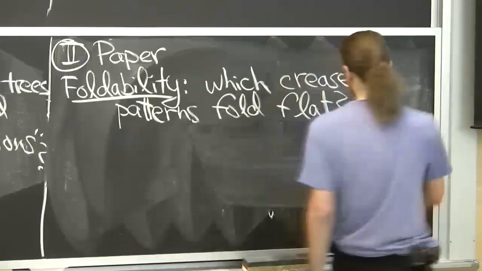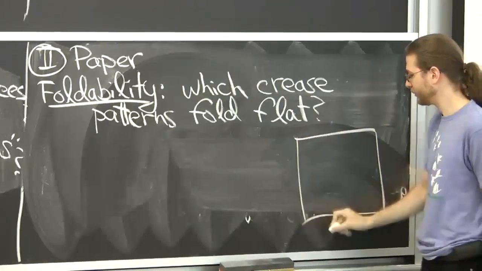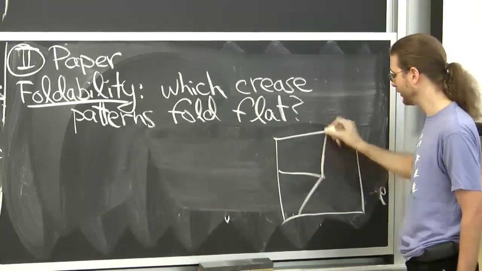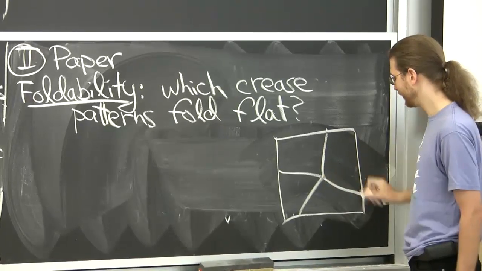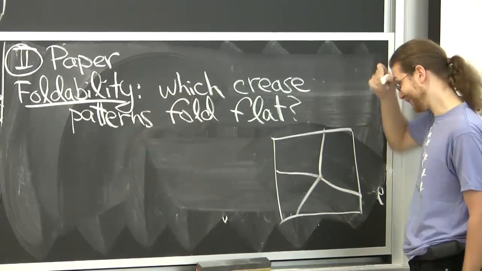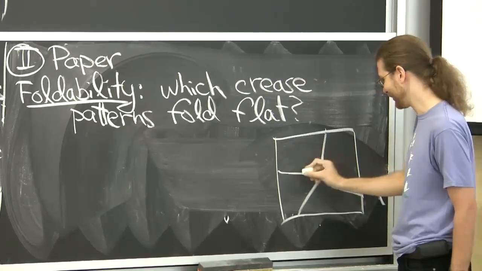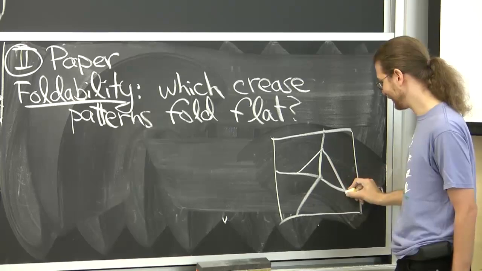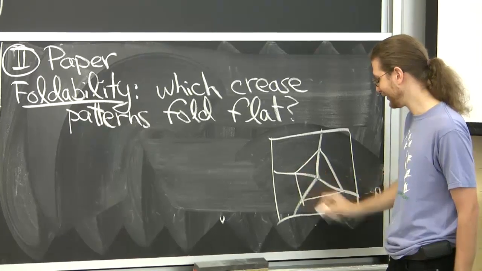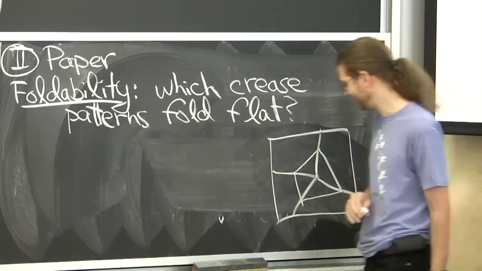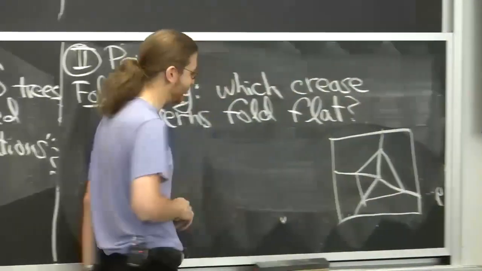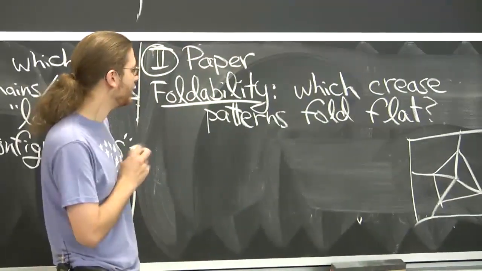So a crease pattern is just a graph drawn on a piece of paper. So you have some collection of lines, and I think that will fold flat. I'm not going to try to draw something more complicated, but you could imagine doing it. Maybe like that. I don't know. That probably is not flat foldable. It might be. It's close. But that's sort of the question.